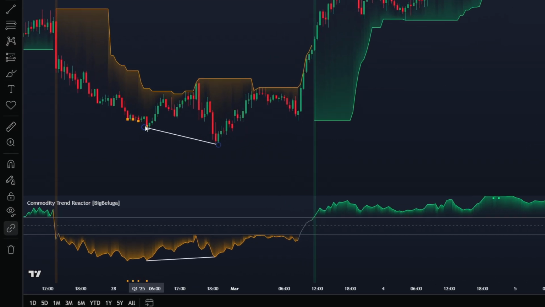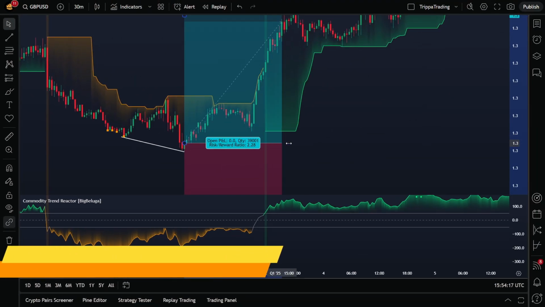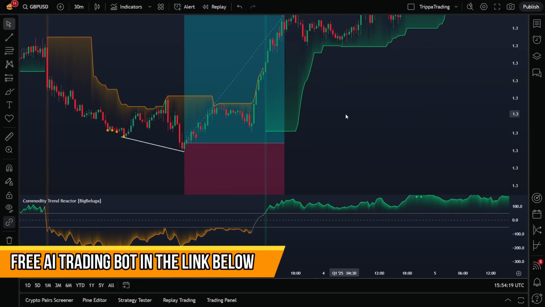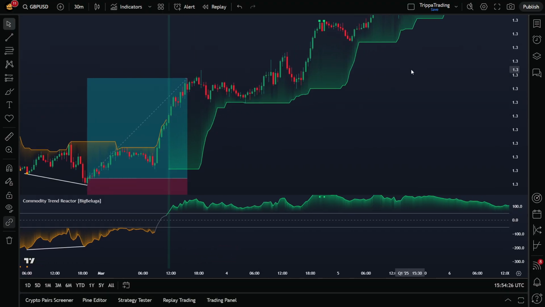For example, one way is when price makes a lower low, but the oscillator makes a higher low. That's bullish divergence. It means selling pressure is weakening. You might see a reversal and you can open a buy trade over here. But again, not always do these signals work. Sometimes price just ranges or continues its trend after faking out.